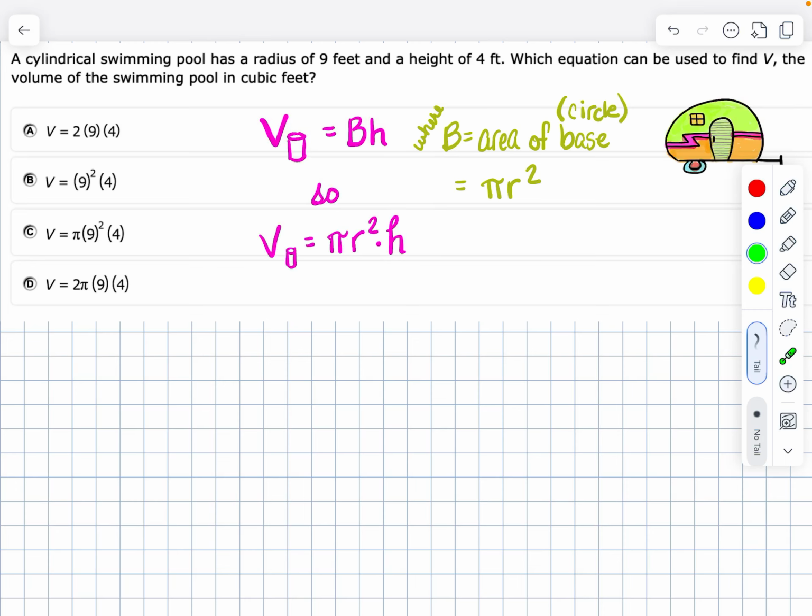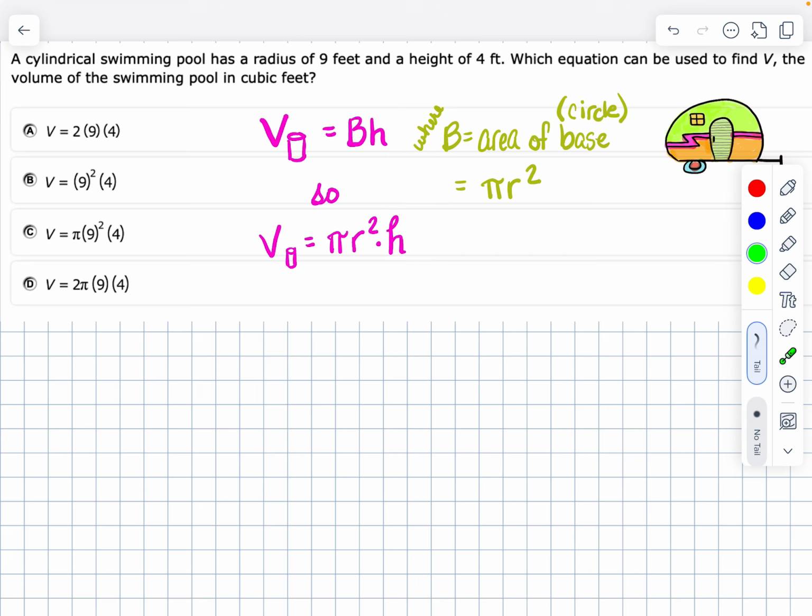All right, let's look at this problem. We've got a cylindrical swimming pool that has a radius of 9 feet and a height of 4 feet. Which equation can be used to find V, the volume of the swimming pool, in cubic feet?